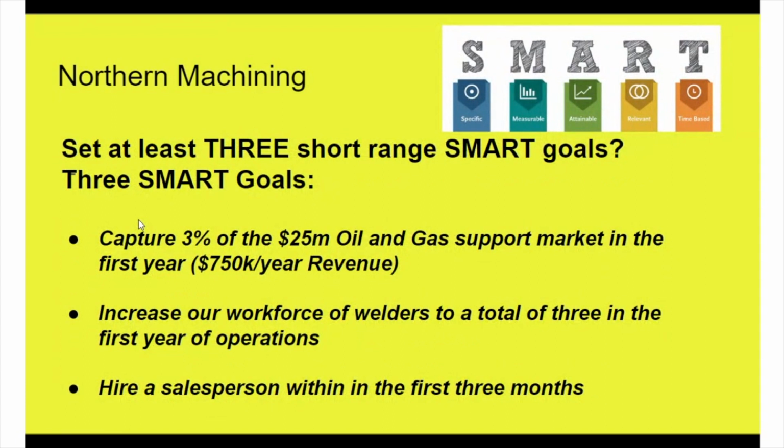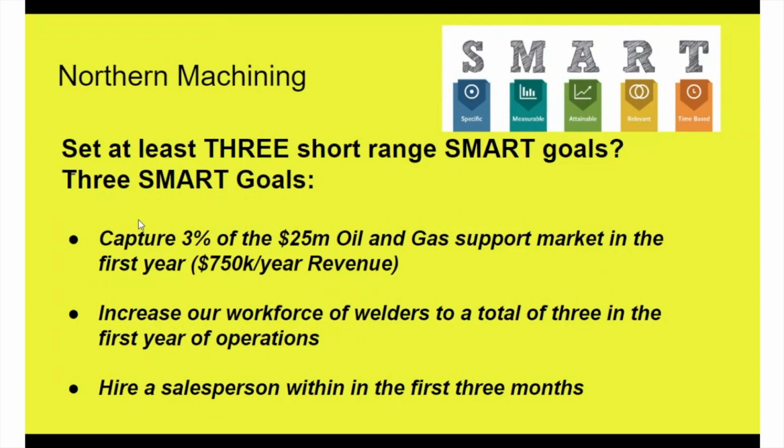And if we think about goals, SMART goals particularly, specific, measurable, attainable, relevant, and time-bound, here's an example of 3 specific goals. Usually companies will have no more than 3 goals. So for example, capture 3% of the $25 million oil and gas support market in the first year. It is specific, 3% in the oil and gas market. It's measurable. We know it's a $25 million business, 3%, $750,000, we can do the math on that.